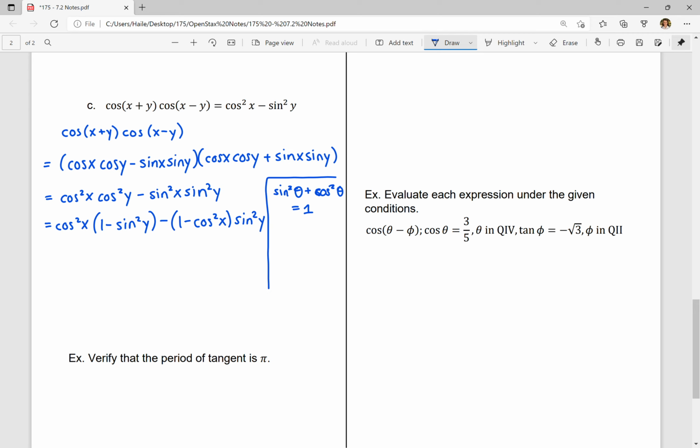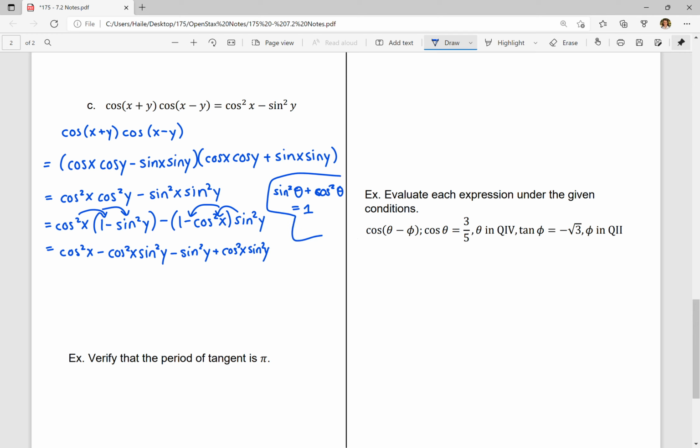So let's try and simplify this. We can distribute the cosine squared of x across this parentheses. So we get cosine squared of x minus cosine squared of x sine squared of y. And then I can distribute the negative and the sine squared of y across this parentheses. So I get minus sine squared of y plus cosine squared x sine squared y. And let me just get that out of the way.